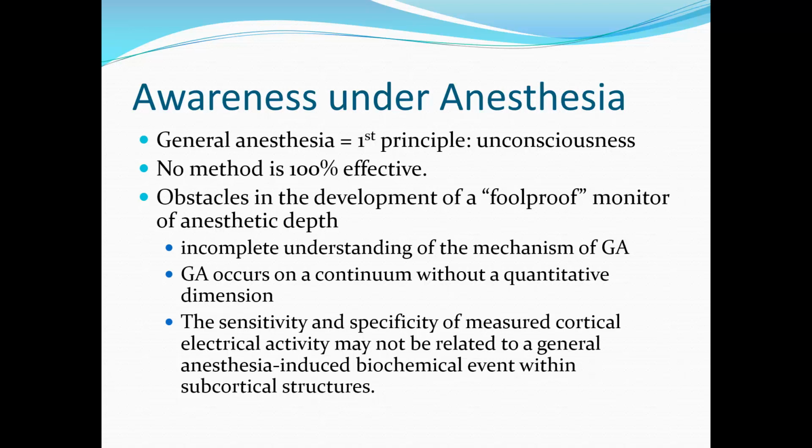The first obstacle is that we have an incomplete understanding of the mechanism of general anesthesia. The second is that general anesthesia occurs on a continuum without a quantitative dimension, and there is considerable inter-patient and inter-anesthetic variability. Attempting to translate a conscious or unconscious state into a quantitative number can at best be limited to a practice of probability. And finally, the sensitivity and specificity of a measured cortical activity may not be related to a general anesthetic induced by a chemical event within a subcortical structure. So we can hope for the numbers to relate to hypnotic level, but they may not.